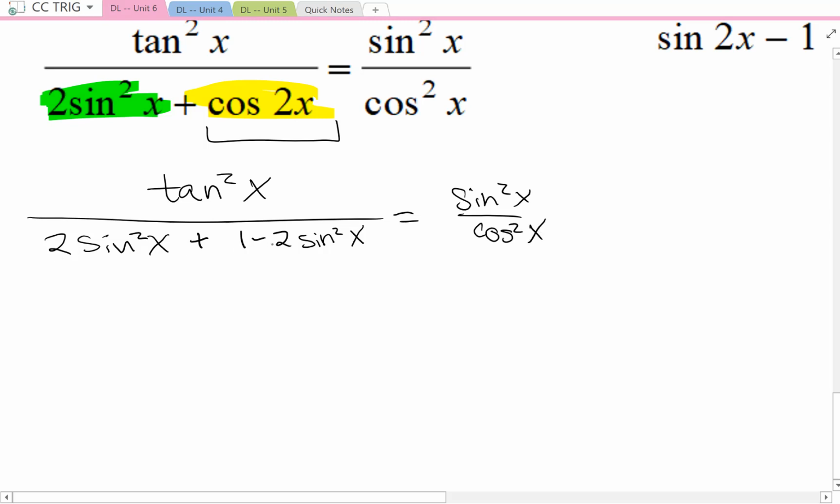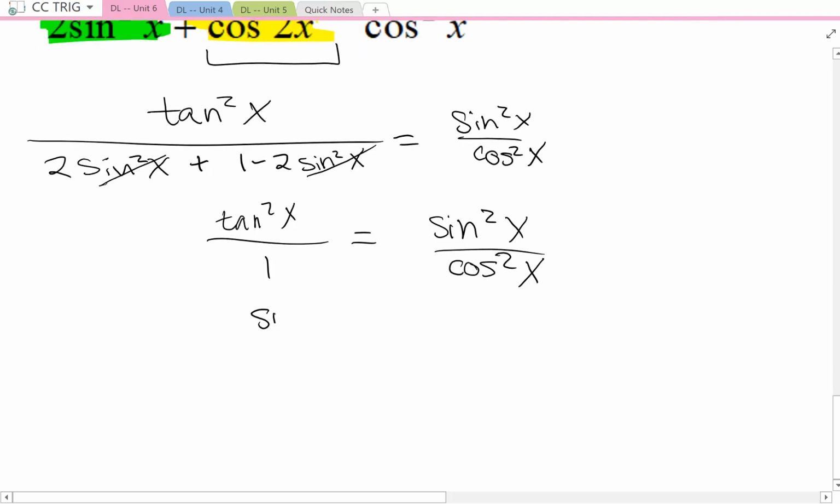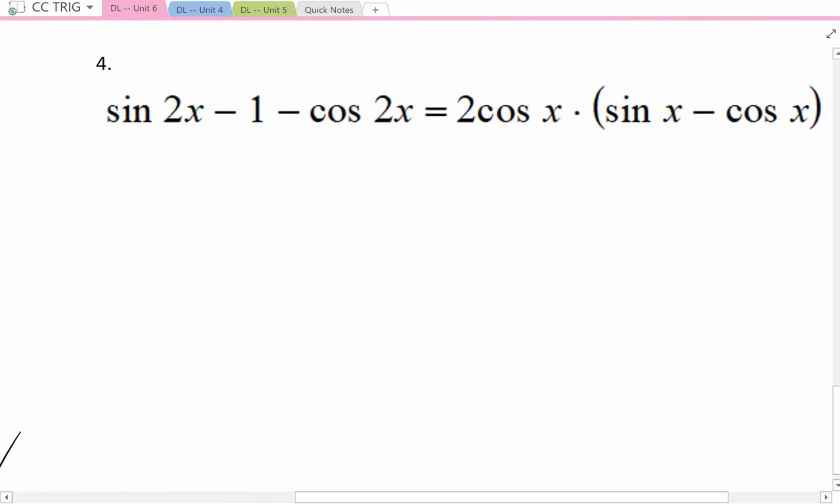2 sine squared x minus 2 sine squared x, that's 0. Tangent squared x over 1. This one's so much easier, yay! Tangent squared x over 1 is just sine squared x over cosine squared x, quotient identity, and you're done. Our last one.